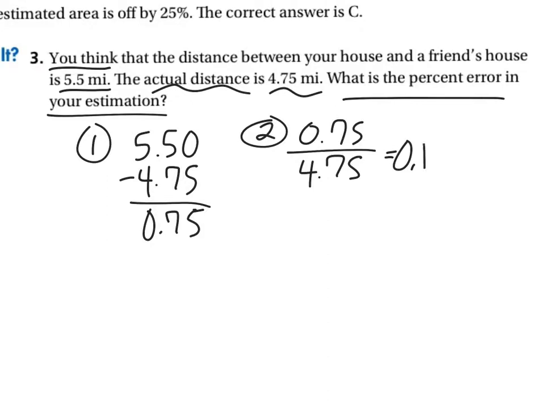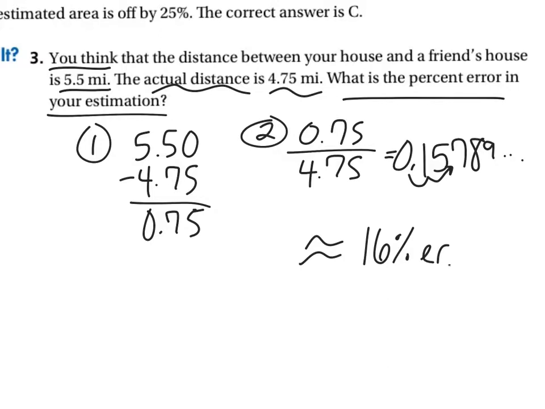So it's like 0.15789 something. If we're changing this to a percent, move your decimal 2 spots to the right. And then it just depends how they want us to round this off. If we go to the nearest percent, we could say it's about 16% error. We were about 16% off from what it actually was.